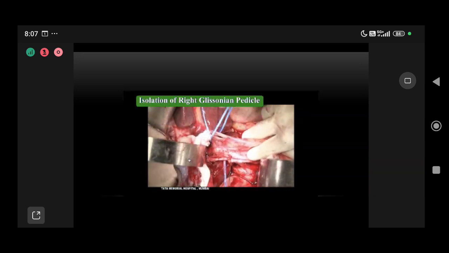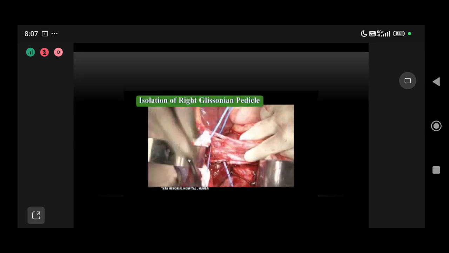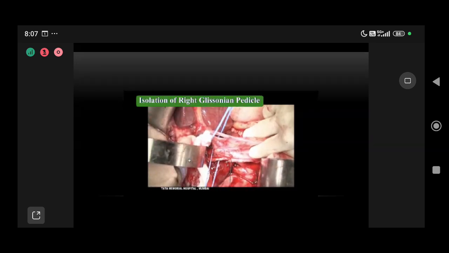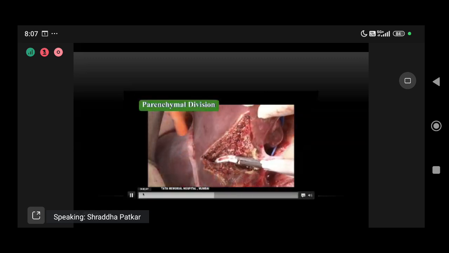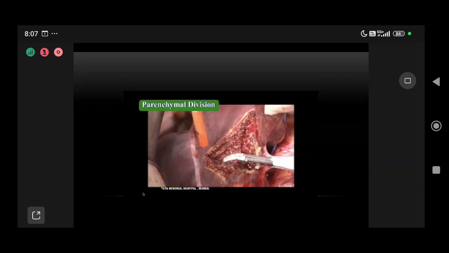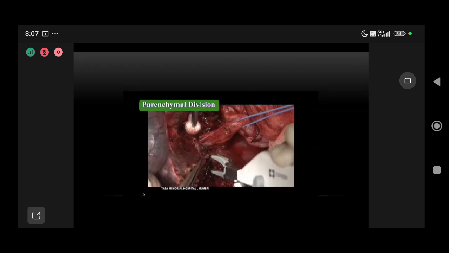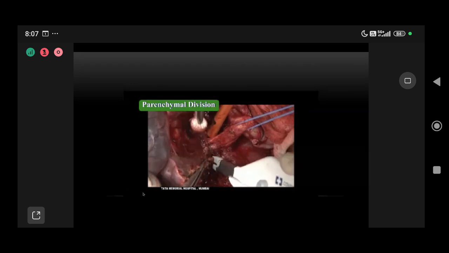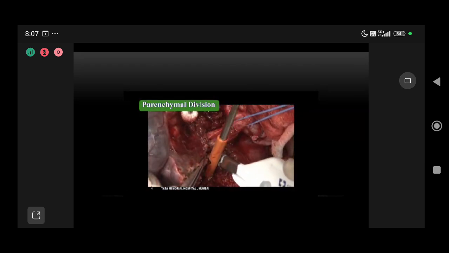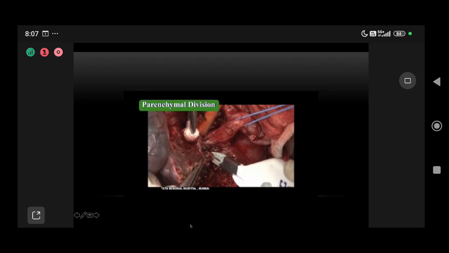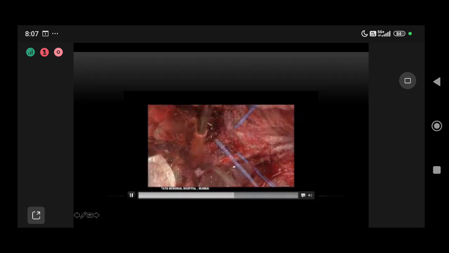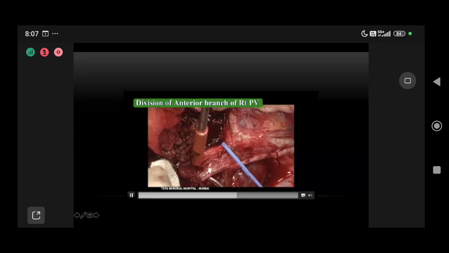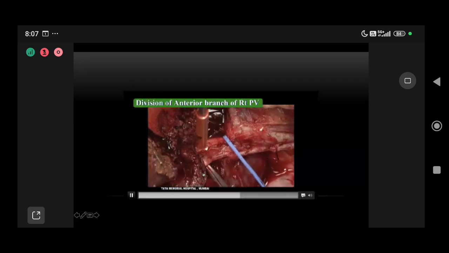So once you have these, you know that both the Glisonian pedicles are with you, and we have started with transection in this patient and taken the right anterior pedicle intraparenchymally. Once you do a little bit of hepatotomy, you will be able to identify the right pedicle easily. This is the anterior branch of the right portal vein.